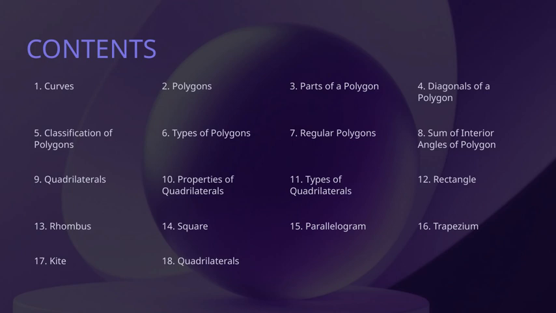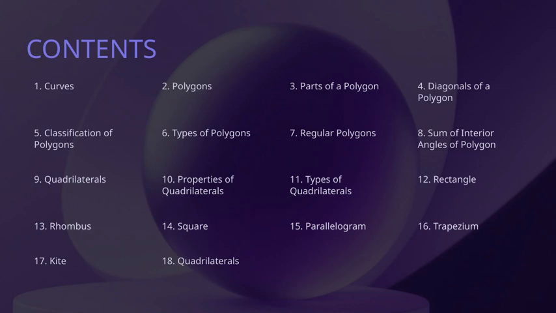Next, we'll examine the parts of a polygon, which are essential to understanding their structure. We'll also discuss diagonals of a polygon, which connect non-adjacent vertices and play a key role in analyzing shapes. Then, we'll delve into the sum of interior angles of polygons, a crucial concept for calculating angles in various polygons.